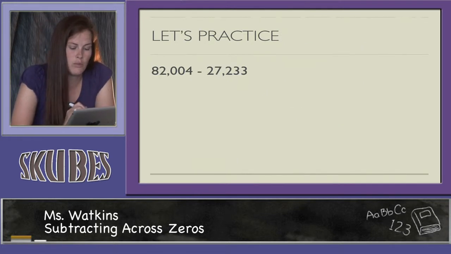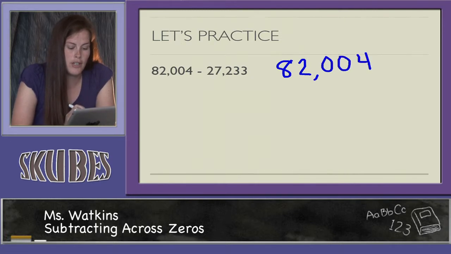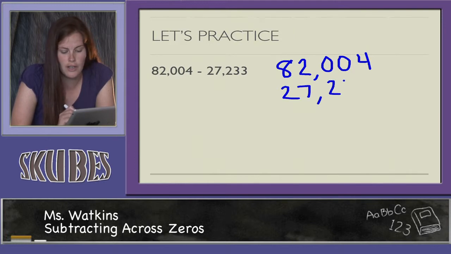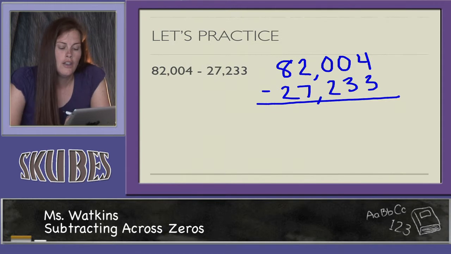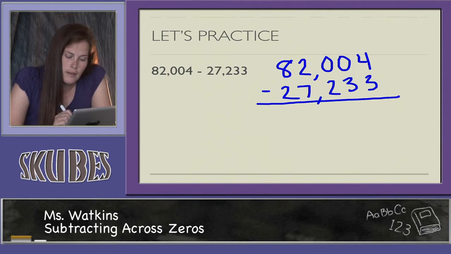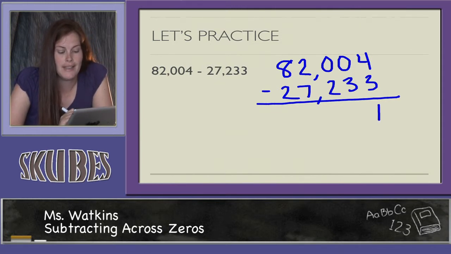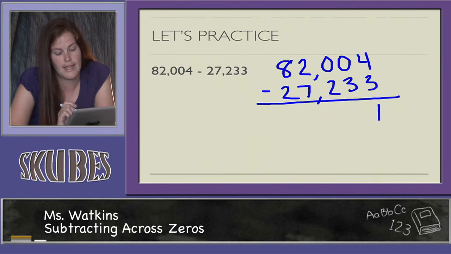Okay, here's another problem. 82,004. I'm going to line them up vertically. 27,233. 4 minus 3 equals 1. But now I cannot do 0 minus 3. So I'm going to have to regroup. Come over to my hundreds place. I cannot borrow from the 0, so I need to go to my thousands place.